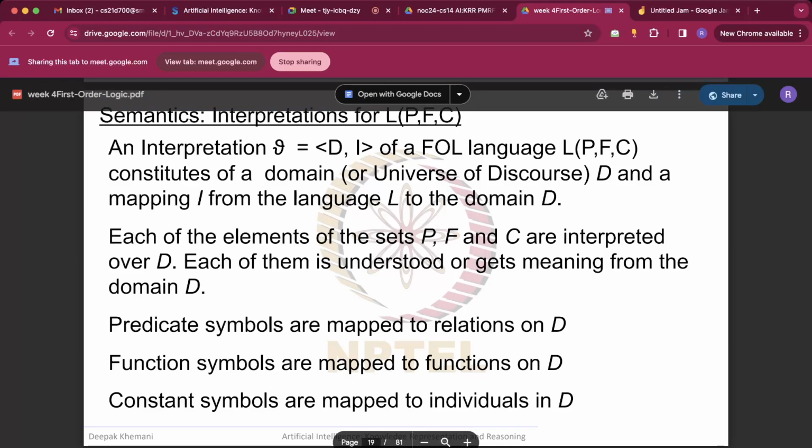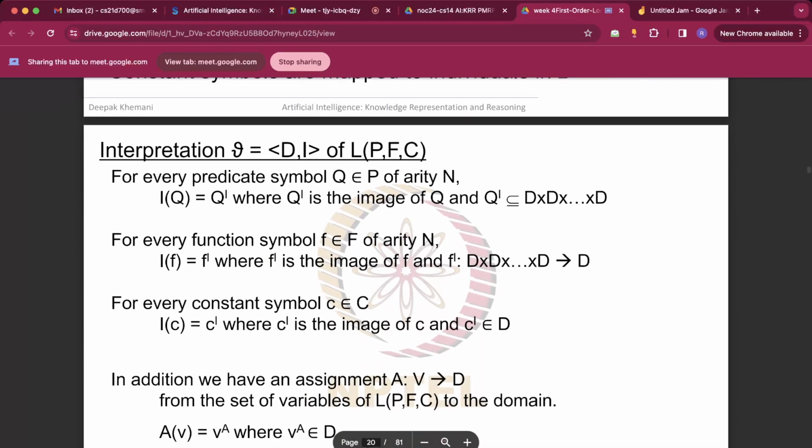So an interpretation of a first order logic constitutes a domain D and a mapping I from the language L to the domain D. Each of the elements of the sets P, F, C are interpreted over D. Each of them gets meaning from the domain D. Predicate symbols are mapped to relations on D, function symbols are mapped to functions on D, and constant symbols are mapped to individuals in D.